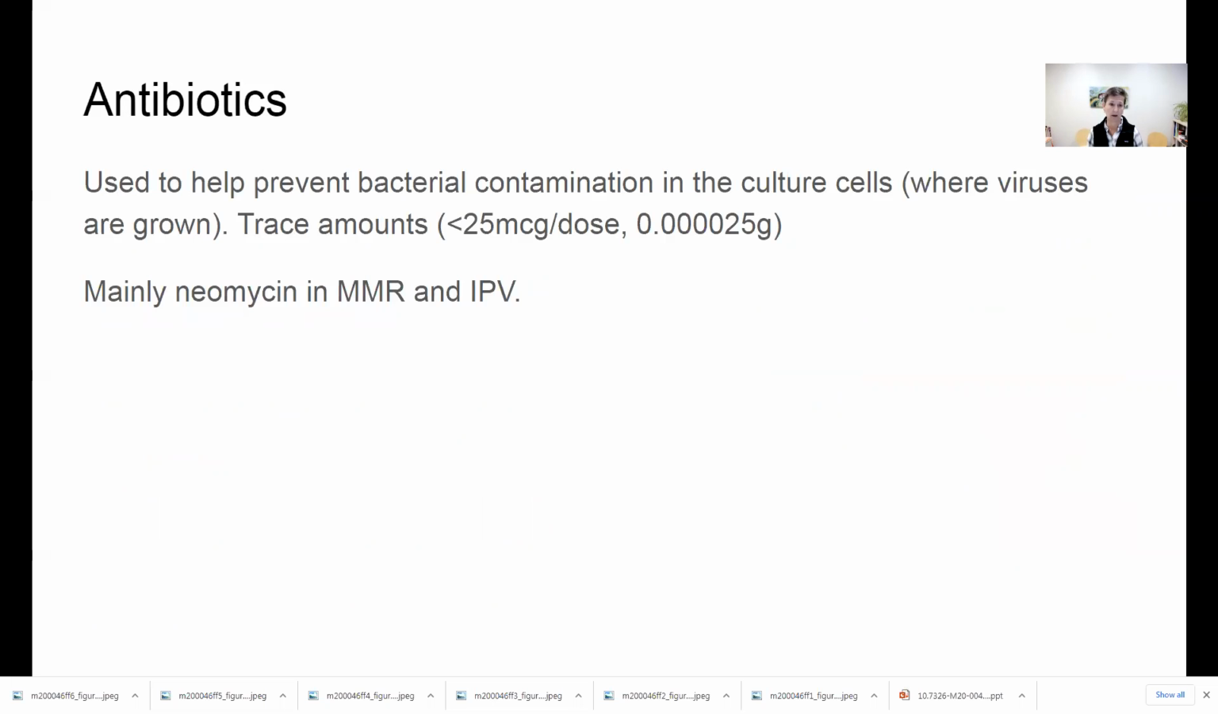The other thing that is found in vaccines are some antibiotics. They're really trace amounts of antibiotic, but it helps prevent bacterial contamination in those cell cultures where viruses are grown, and that can be human or animal cells. So for some people, that's definitely a concern.